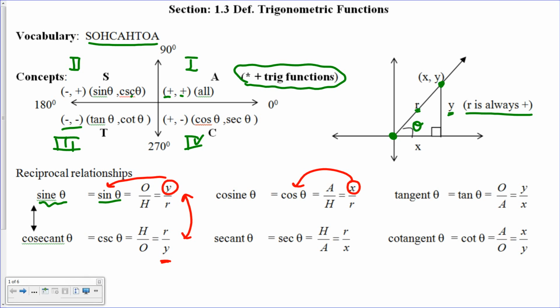How do I remember that? Well, you're going to see that the s's and the c's go together, the sine, cosecant. Same thing here. S's and c's go together, cosine and secant. That's how you know they're reciprocals. That's how you can remember it. And then what's left? Tangent and cotangent.